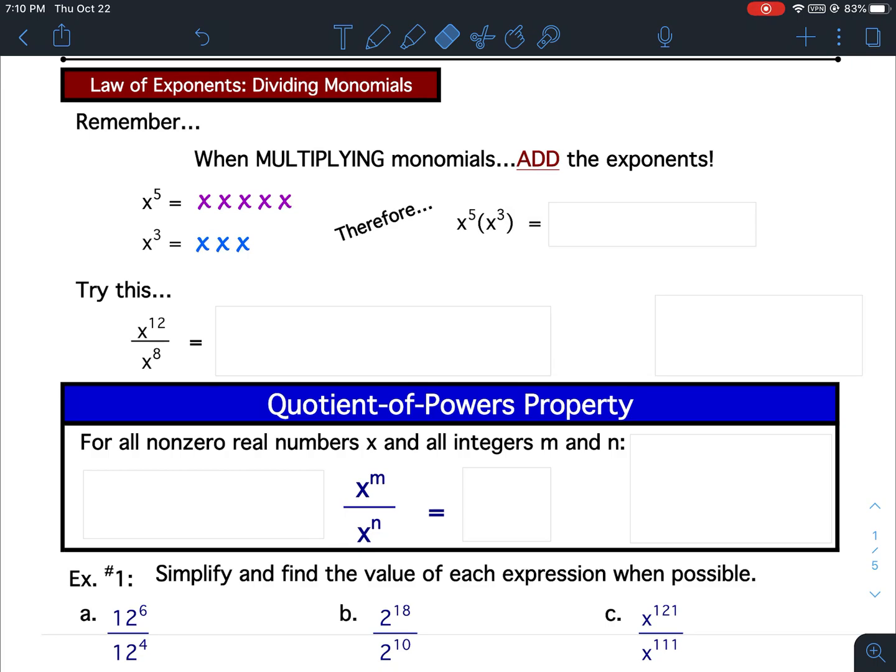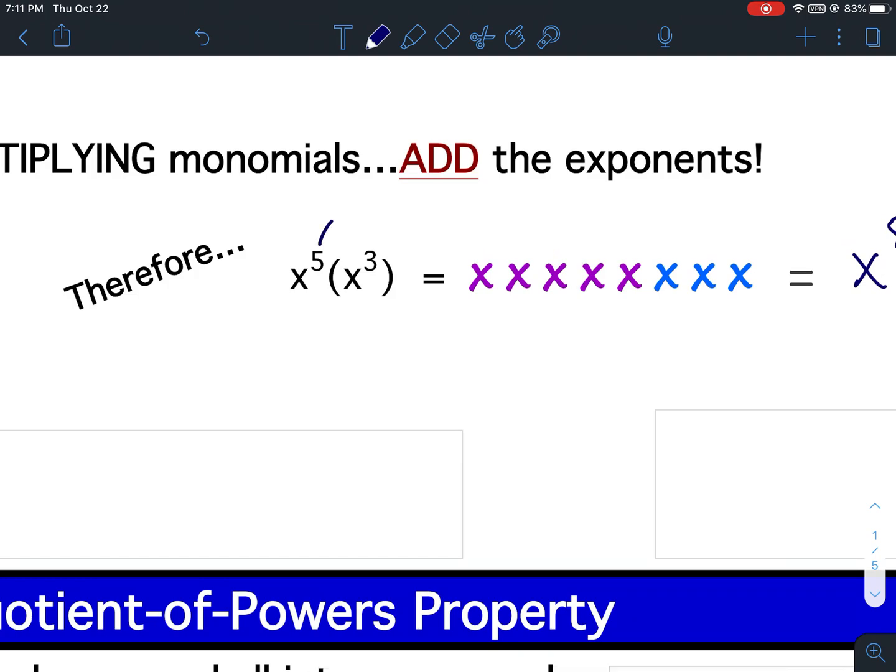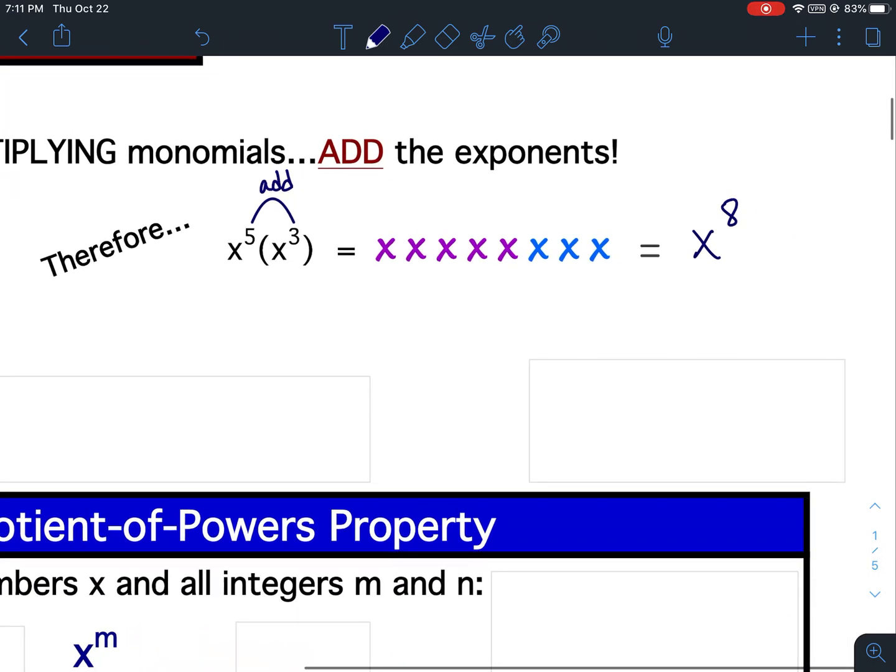So if you have x to the fifth times x to the third, if I write that side by side, you get a total of 8 x's. So that's why this becomes x to the 8th. And what we did was we added the exponents. To get x to the 8th, you add the exponents.